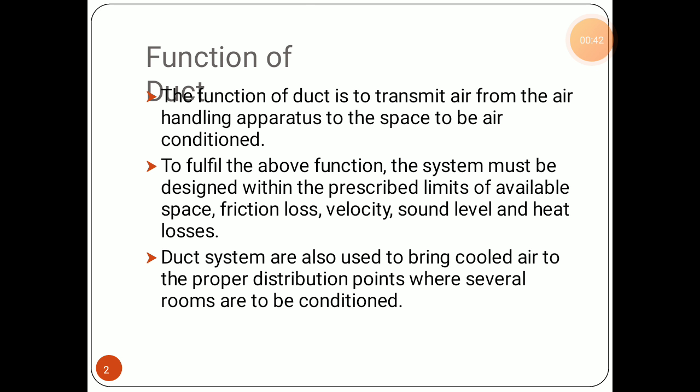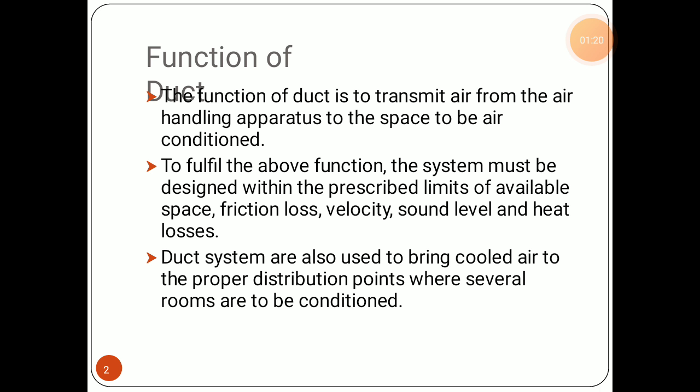We had already studied air distribution system. In the air distribution system, the duct plays a very important role. The function of duct is to transmit air from the air handling apparatus to the space to be air conditioned. The second most important function of duct is to fulfill the above function. The system must be designed within the prescribed limits of available space, friction loss, velocity, sound level and heat losses.